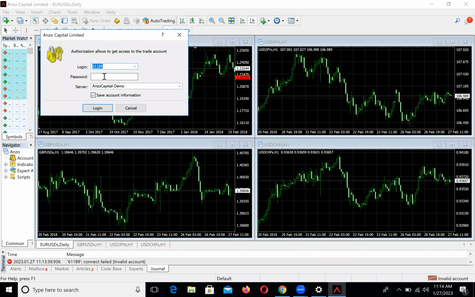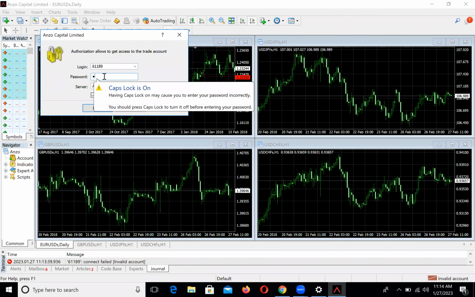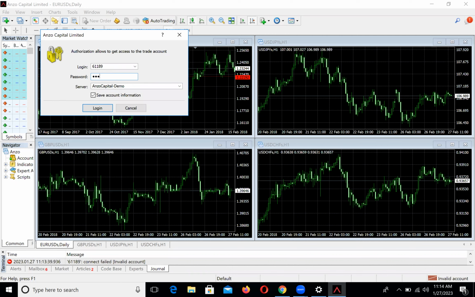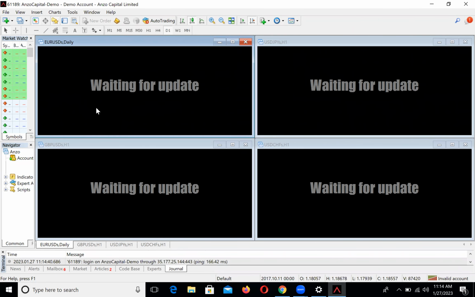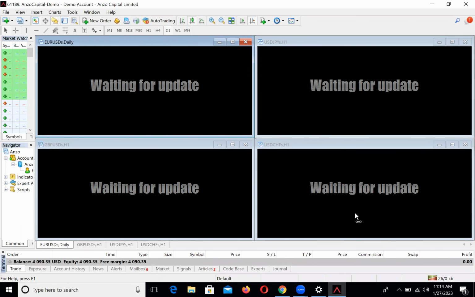I think I missed the password. It's case sensitive, so please bear with me. Let me try again. See if it's gonna work. All right, boom. I've logged in, right? You can see it down here. It's no longer showing invalid account. So I've logged into the account, right? As you can see here, this is the balance of the account, 4,000 dollars, all right?